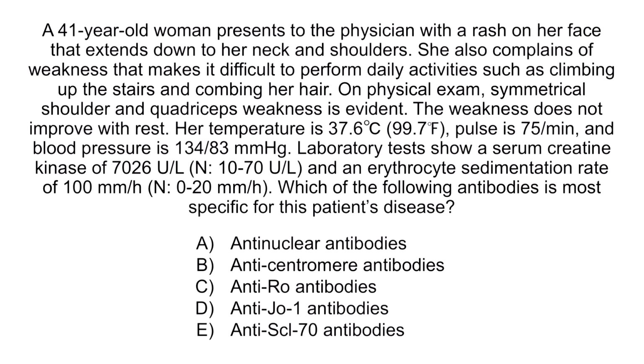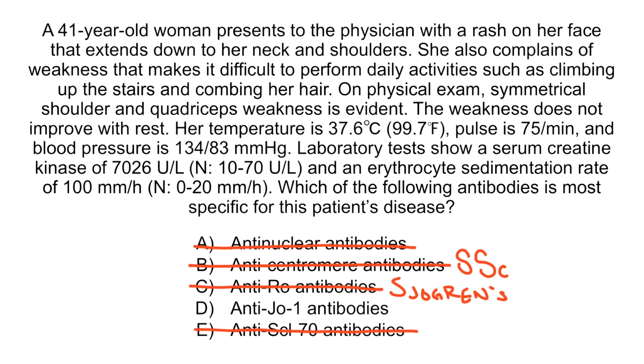Going back to our question, that makes option A incorrect because anti-nuclear antibodies are sensitive but not specific. Option B is incorrect because anti-centromere antibodies are associated with limited systemic sclerosis. Option C is incorrect because anti-Ro antibodies are associated with Sjogren's syndrome. Option E is incorrect because anti-Scl70 antibodies, also called anti-topoisomerase antibodies, are associated with diffuse systemic sclerosis. So that makes the correct answer D, anti-Jo1 antibodies. And that concludes this section.